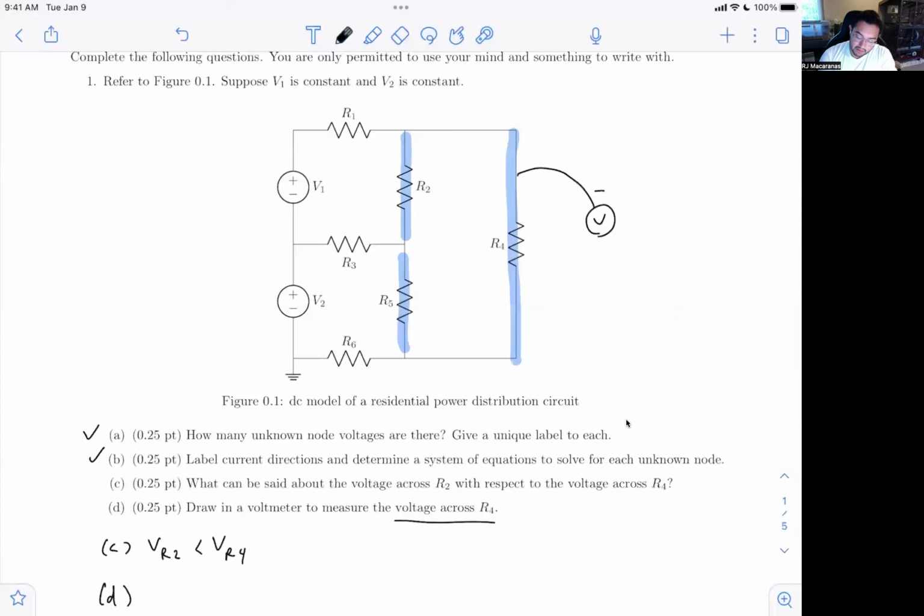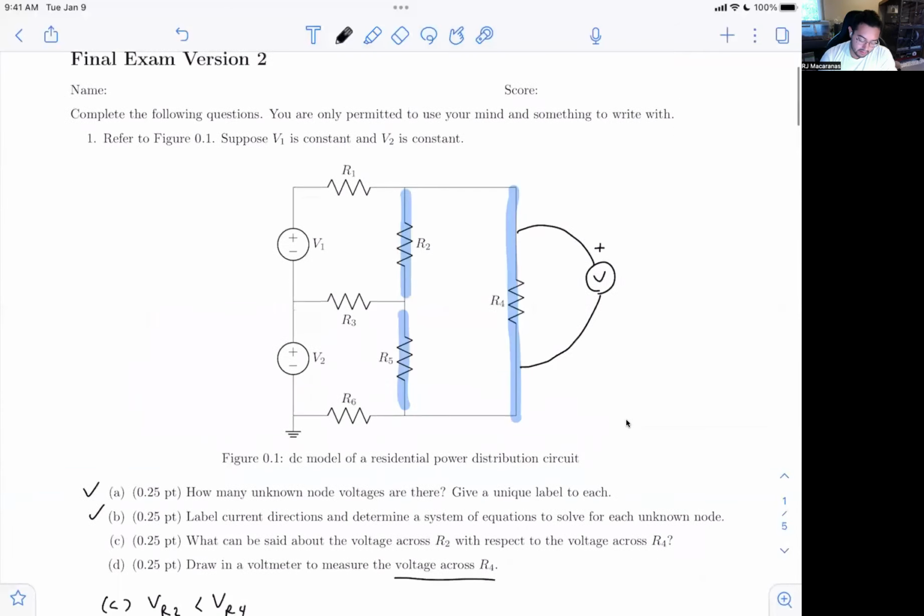But the idea is we take the positive reference and the negative reference of our voltmeter, and we put that in parallel with R4. Right? We're no longer measuring with respect to ground. Some people would put it like that, and that's not the voltage across R4. We're looking at just a single element, just this R4. Hopefully that makes sense.